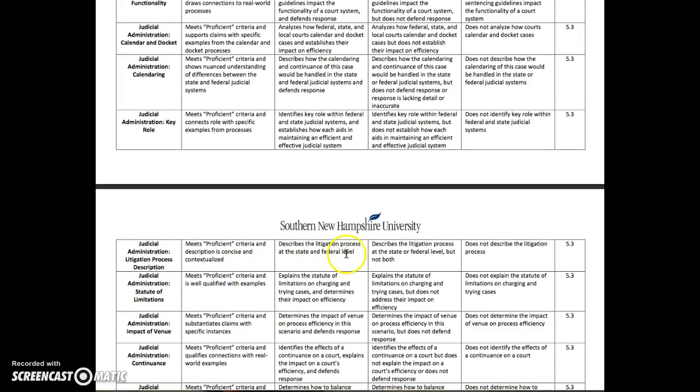Next is the litigation process, and here we're talking about the process from, ideally, the time a person gets arrested until the time they're sentenced. So in my announcement this last week, I included a diagram for you on the criminal justice process, and that's what we're looking for.